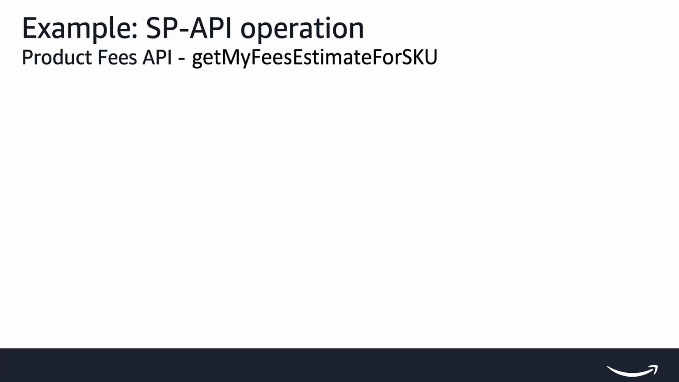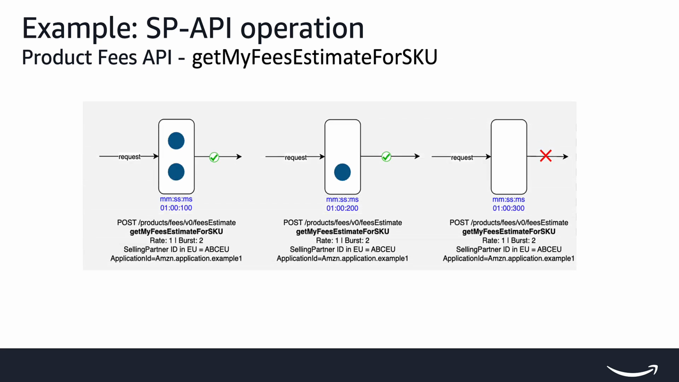Now let's check how this works with a real operation from the Selling Partner API. For this example, we will look at the product fees, or the getMyFeesEstimate operation in particular. At the time of this video, the defined usage plan for this operation is a rate of 1 request per second and a burst of 2. The bucket is initially filled with 2 tokens, or the burst amount from the usage plan. Each request time is noted below each bucket. The application, on behalf of the Selling Partner ID specified below, executes a request for the getMyFeesEstimate operation. 1 token is exchanged and the request is allowed.